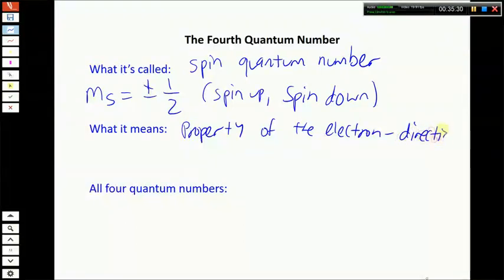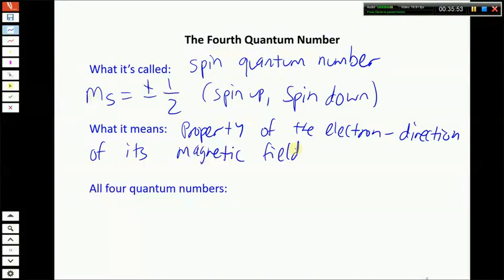And what it tells us is the direction of its magnetic field. As you probably learned in physics class, if you have charges in motion, you generate magnetic fields. And even though it's a little bit different here because we're more quantum mechanical than that, it's sort of the same idea. It has a magnetic field associated with it that either points up or down. And that's what m sub s tells you.